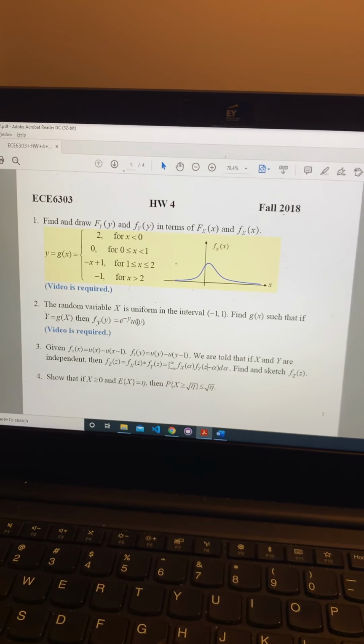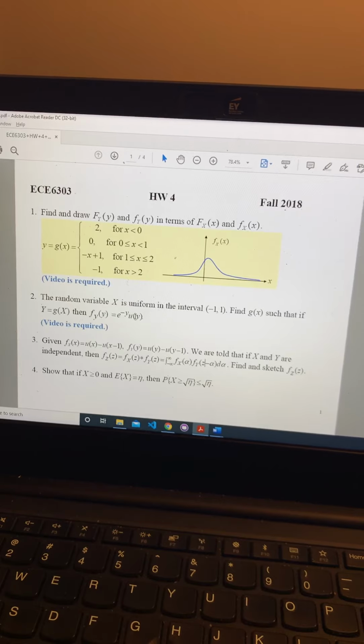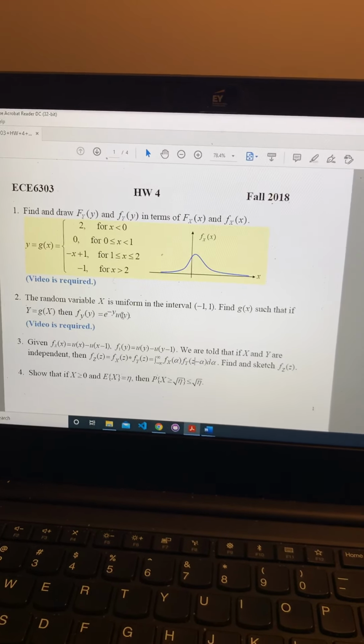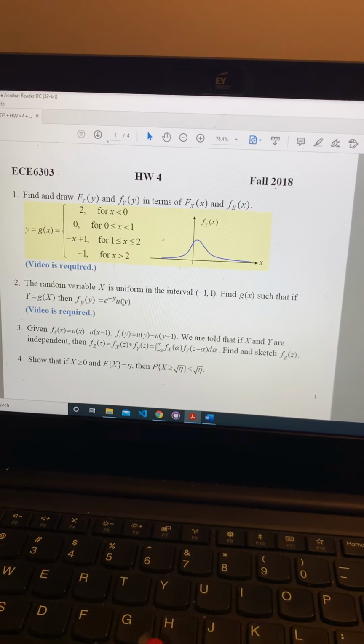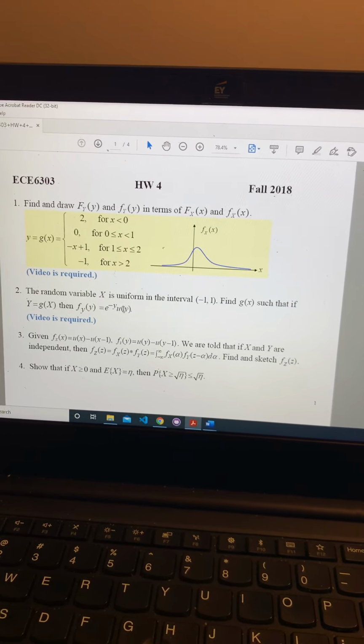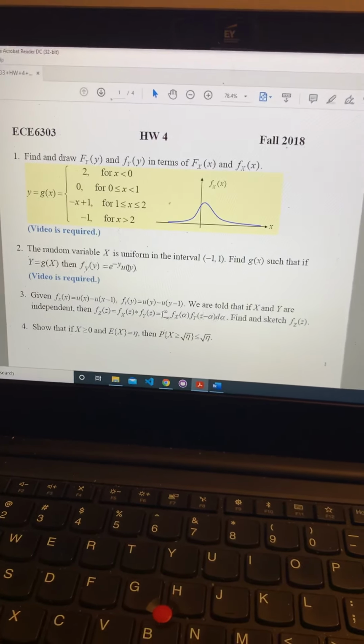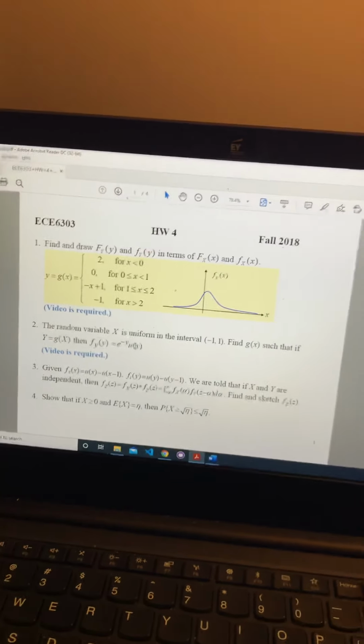So in this question there's a random variable x which is uniform in the interval -1 to 1. So we have to find g of x such that if y is equal to g of x, then f of y is equal to e raised to minus y u of y.